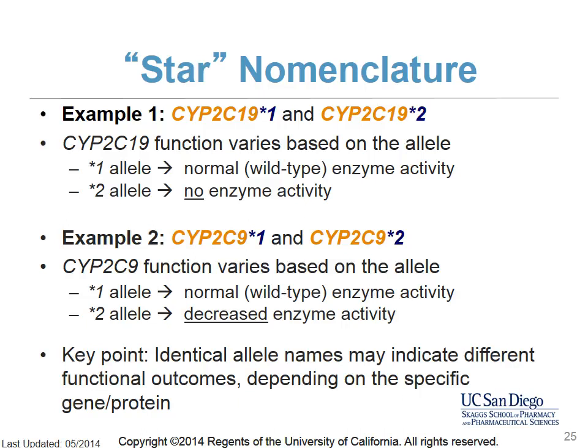In the second example, variations in the CYP2C9 gene result in altered activity of a different cytochrome P450 enzyme. Again, the star 1 allele is the wild type, leading to normal activity. But in this case, the star 2 allele is a polymorphism which simply decreases the amount of enzymatic activity. These examples illustrate that you cannot extrapolate information regarding particular alleles from one gene to another gene. Identical allele names may indicate different functional outcomes depending on the specific gene.